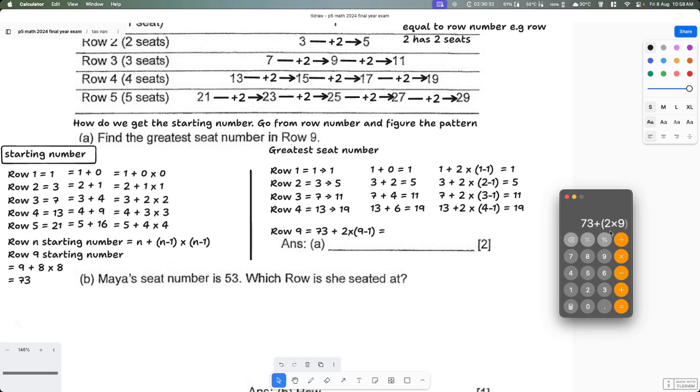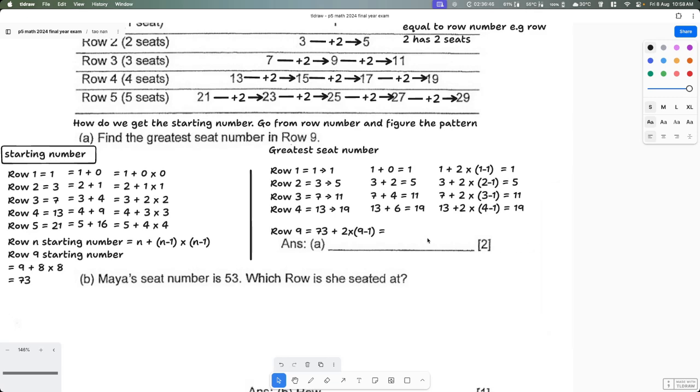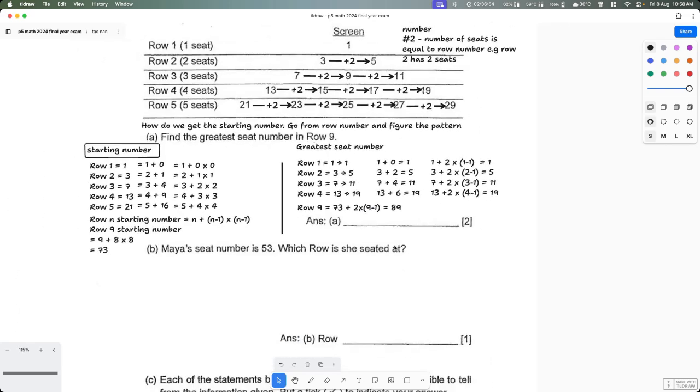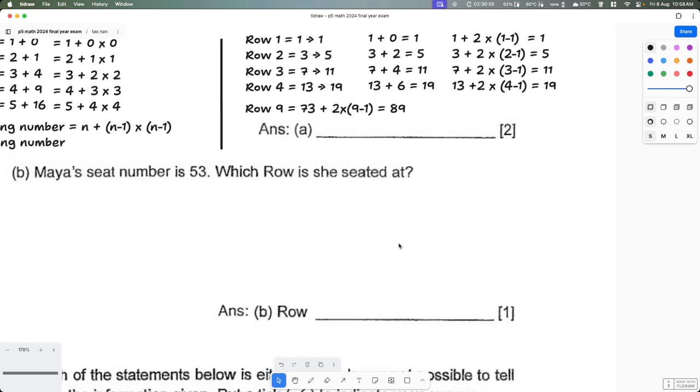which is basically 16. So cancel everything first. Okay, plus 2 times multiply by bracket 9 minus 1 and then bracket. This will give us 89. Whew. So that's the answer, 89. Okay, let's move on. Wow, this first part is already a lot.